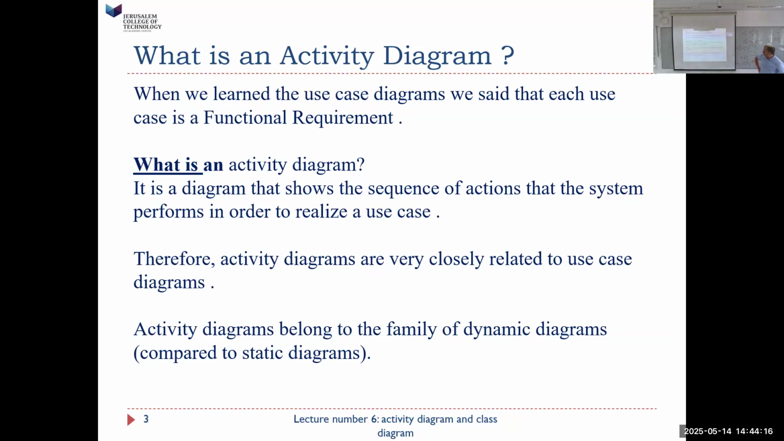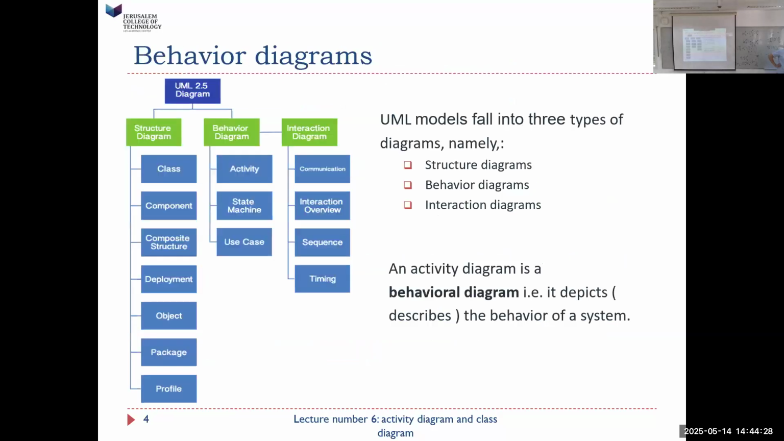Activity diagrams belong to the family of dynamic diagrams. What is a dynamic diagram again? Anyone remember? What about it is dynamic? It represents things that are moving. Thank you. So here you have behavior diagrams. There's another family of diagrams, structure diagrams. Behavioral diagrams include activity and use case. And then you have the sequence diagram, here are interaction diagrams. These are the 3 types, and the activity diagram is a behavioral diagram; it specifies the behavior of a system.